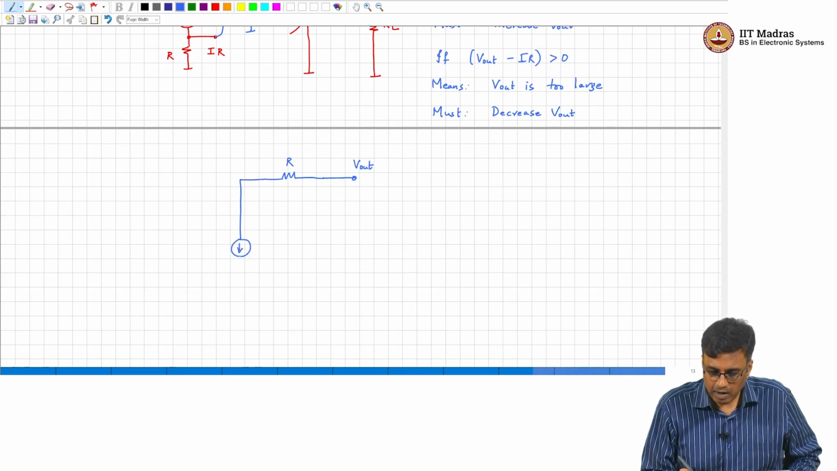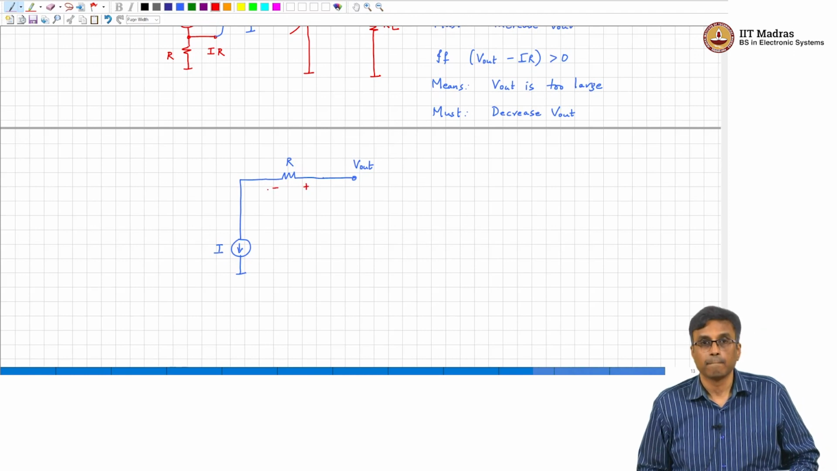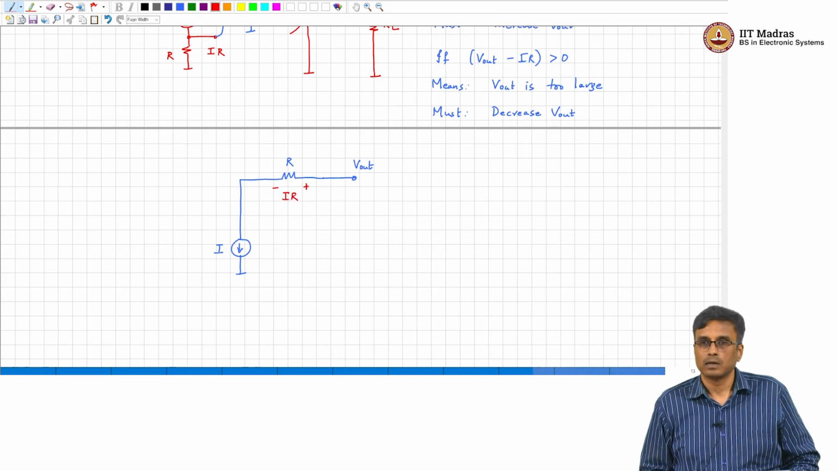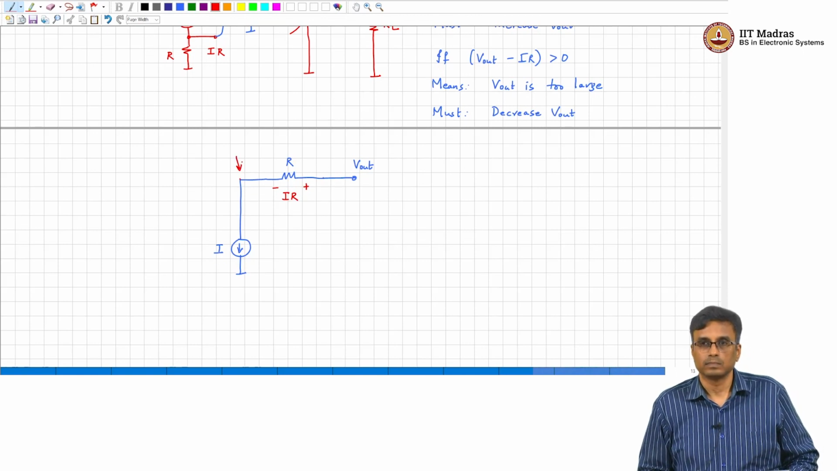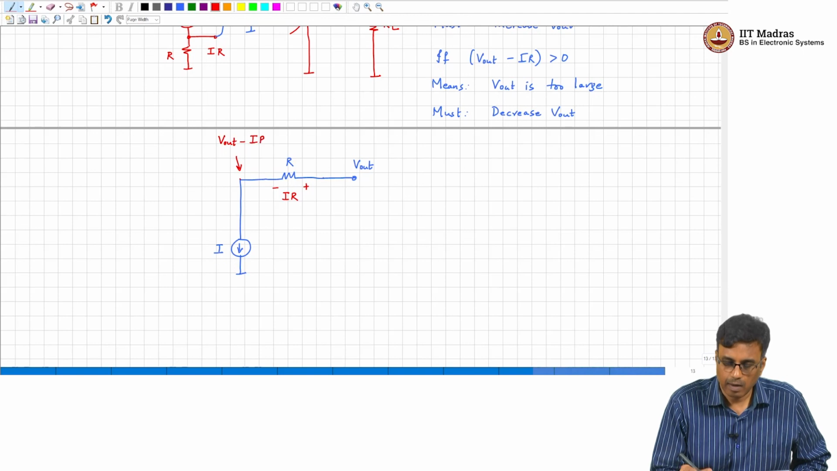draw the current like this. So, what will this voltage drop be? I times R, right, and therefore, what will this voltage be? V out minus I times R.